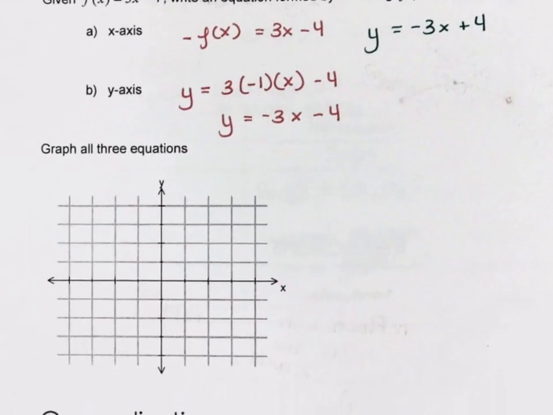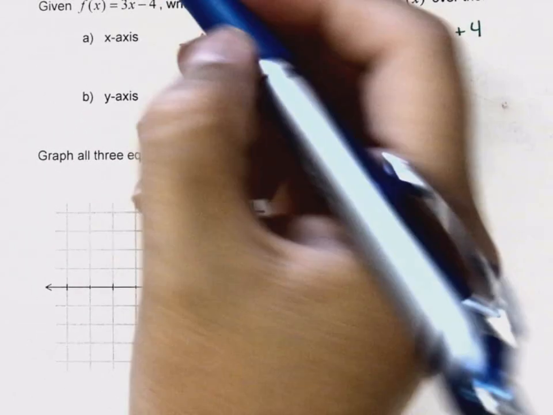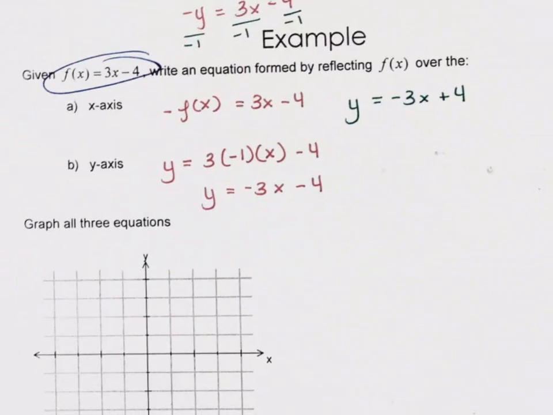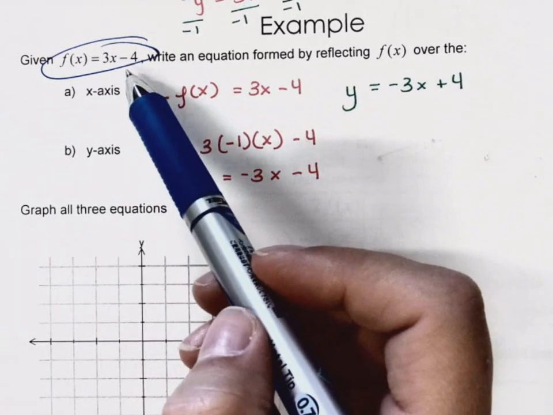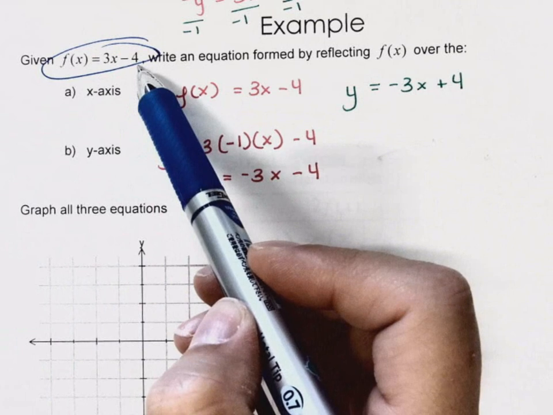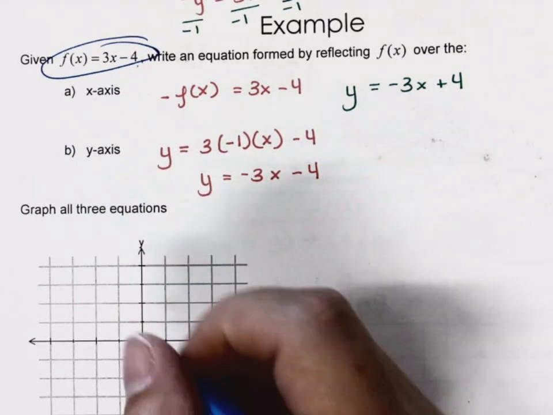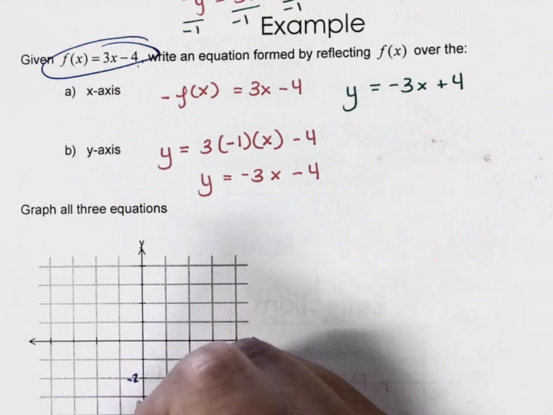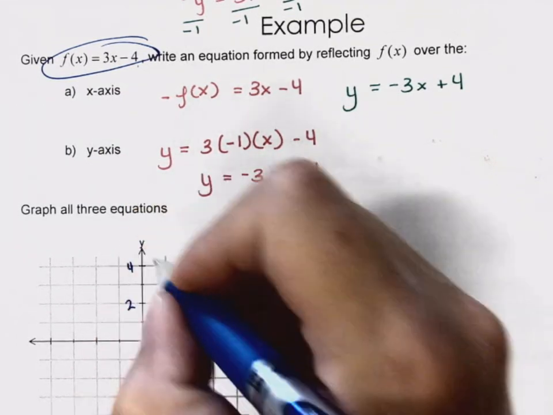Okay, let's graph them. I'm going to grab this guy in blue. I'm going to graph the original in blue. You guys all know how to graph a straight line? Y-intercept, slope.